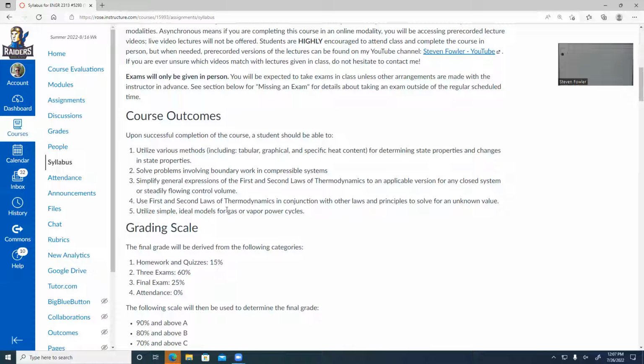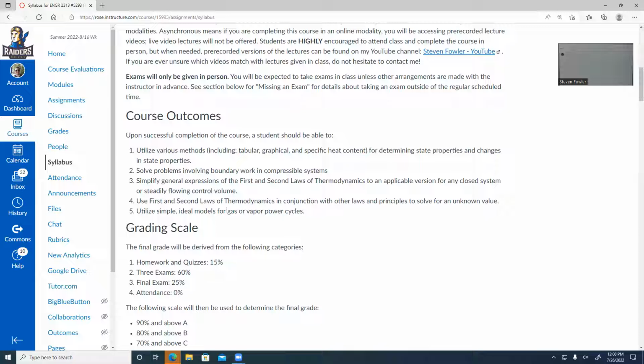Upon successful completion of the course, a student should be able to utilize various methods, including tabular, graphical, and specific heat content for determining state properties and changes in state properties. We didn't talk much about using graphs, using Euler diagrams. If you had to, I think you guys could probably figure it out. We've accomplished that, even if we didn't do the graphical version of them.